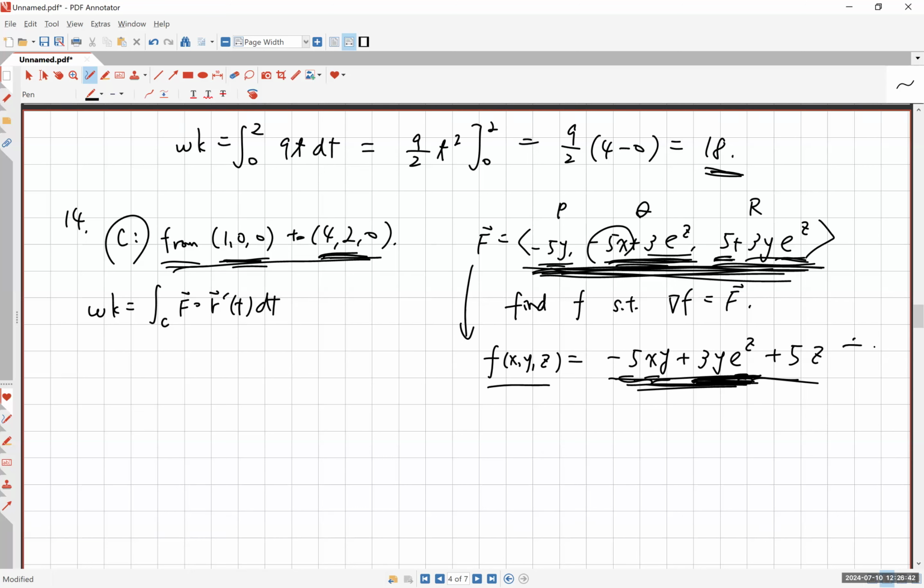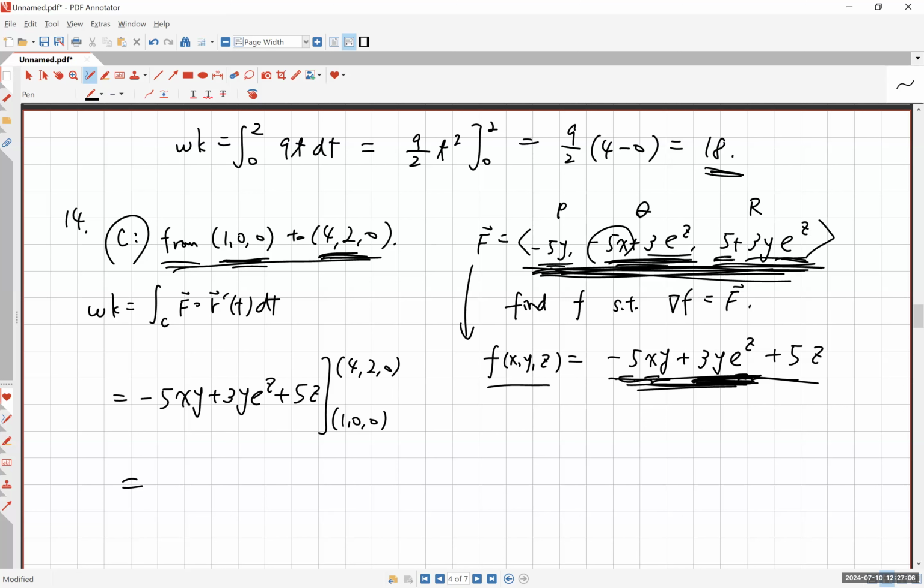Now you can add plus c here, but you don't have to because you're looking for just one potential function. So there it is, okay? So now all you have to do is plug in this potential function. Let me go ahead and write this. Evaluate this at the initial point and terminal point, and find the difference.